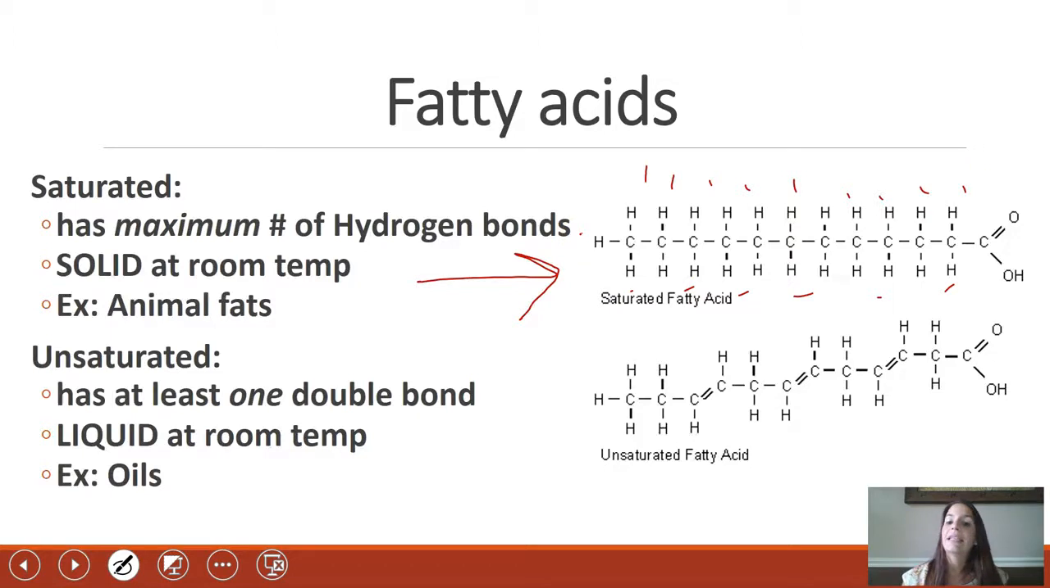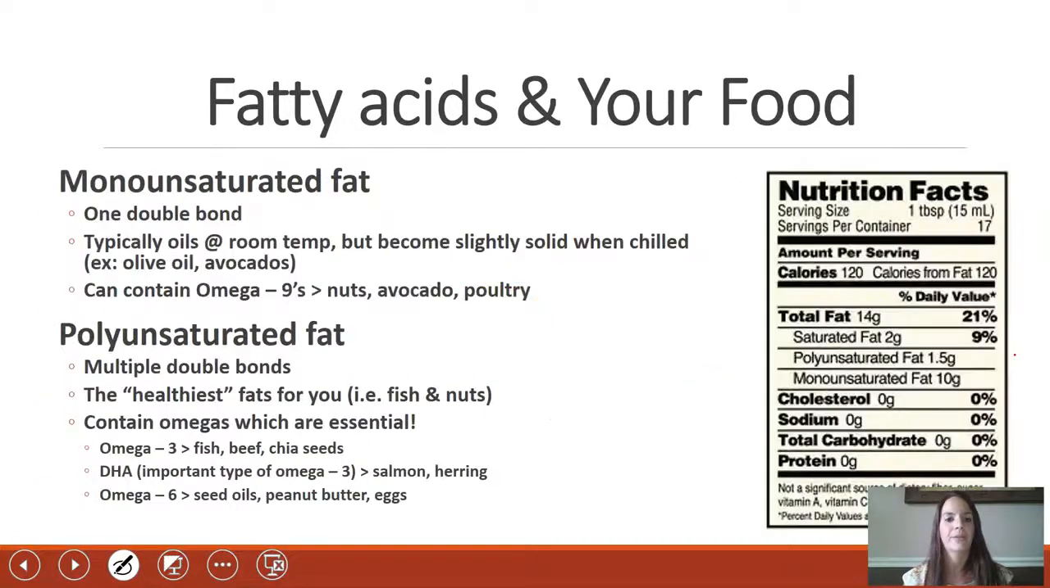Unsaturated then has at least one double bond. And in our picture here, we see 1, 2, 3, and then this one doesn't count as part of the structure. So 3 double bonds, meaning it's an unsaturated fat. Saturated means maximum number of hydrogen bonds then. So unsaturated means if you broke those double bonds, you could still add more hydrogen. And like we said, these are liquid, and they're things like plant oils.